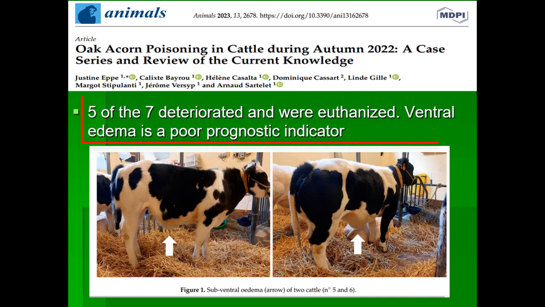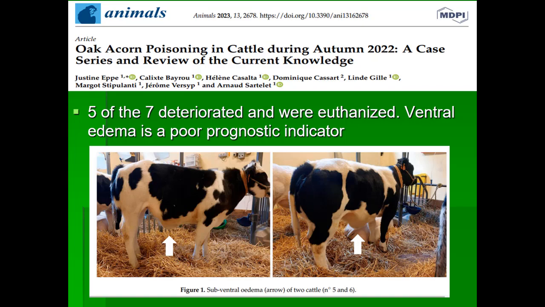5 of the 7 animals deteriorated and had to be euthanized. One sign that indicated poor prognosis was developing that ventral edema, which is shown here in 2 of the animals. Actually, the 2 animals out of the 7 that responded to the treatment, the renal parameters returned to normal in the following days. And a follow-up 6 months later showed that those 2 animals were perfectly happy.